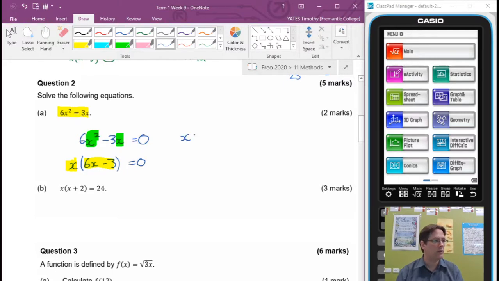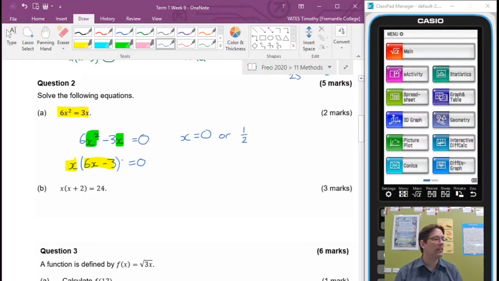So x equals 0. And where's 6x minus 3 equal to 0? That is when x is equal to a half, because 6 times, or half of 6, is 3. 3 take 3 is 0. So those are my two answers there.